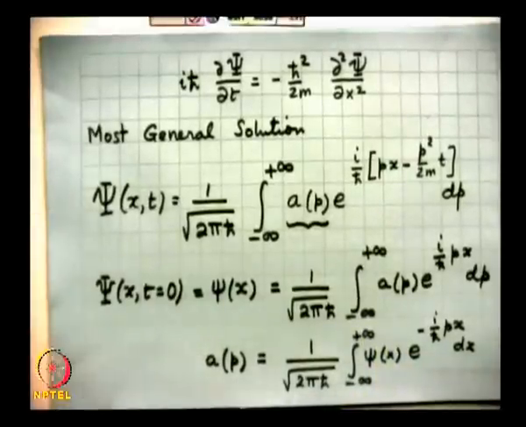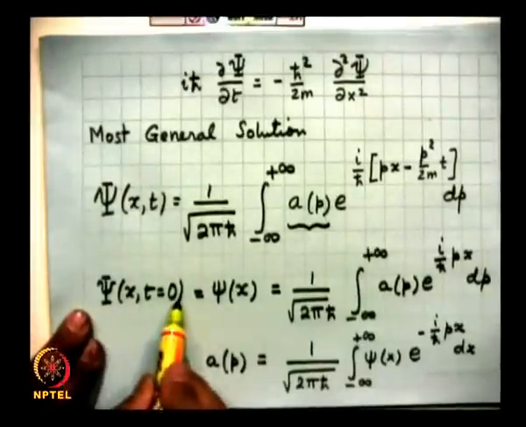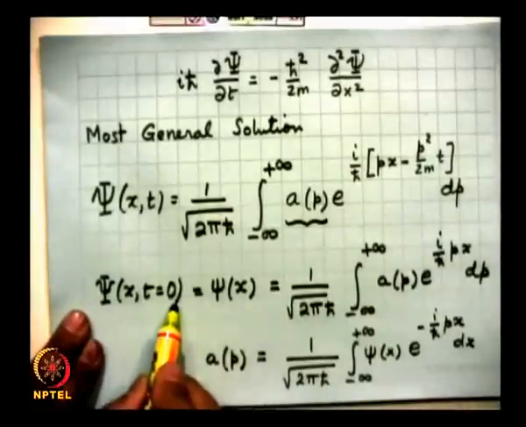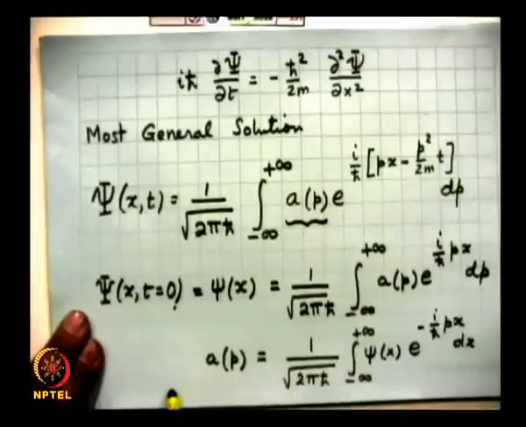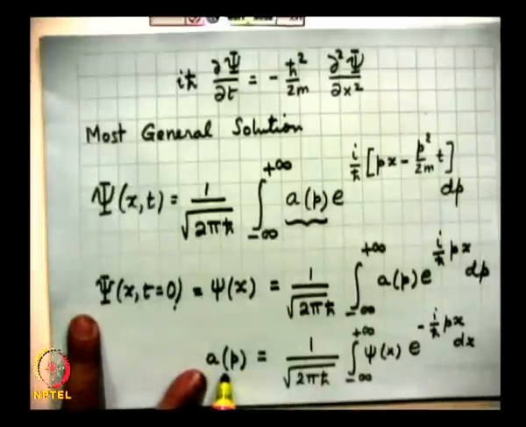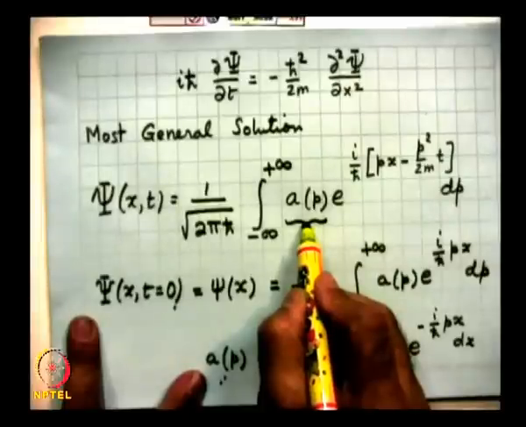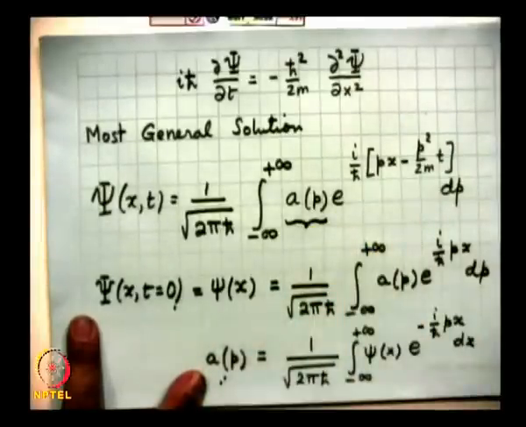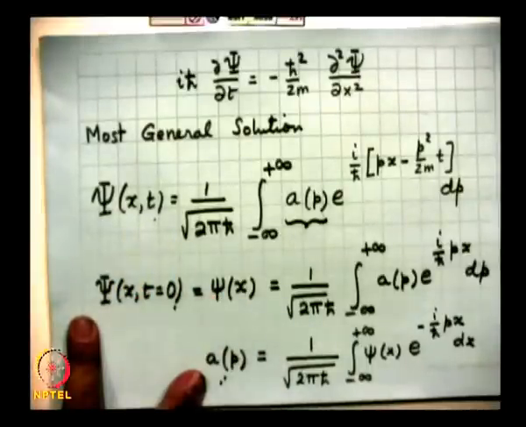So, the recipe is the following. I already know the initial wave function psi of x. From the knowledge of psi of x, I can calculate a of p. Once I know a of p, I will substitute it in this equation and carry out the integration to find out what psi of x comma t is. So, that is the complete solution of the problem.